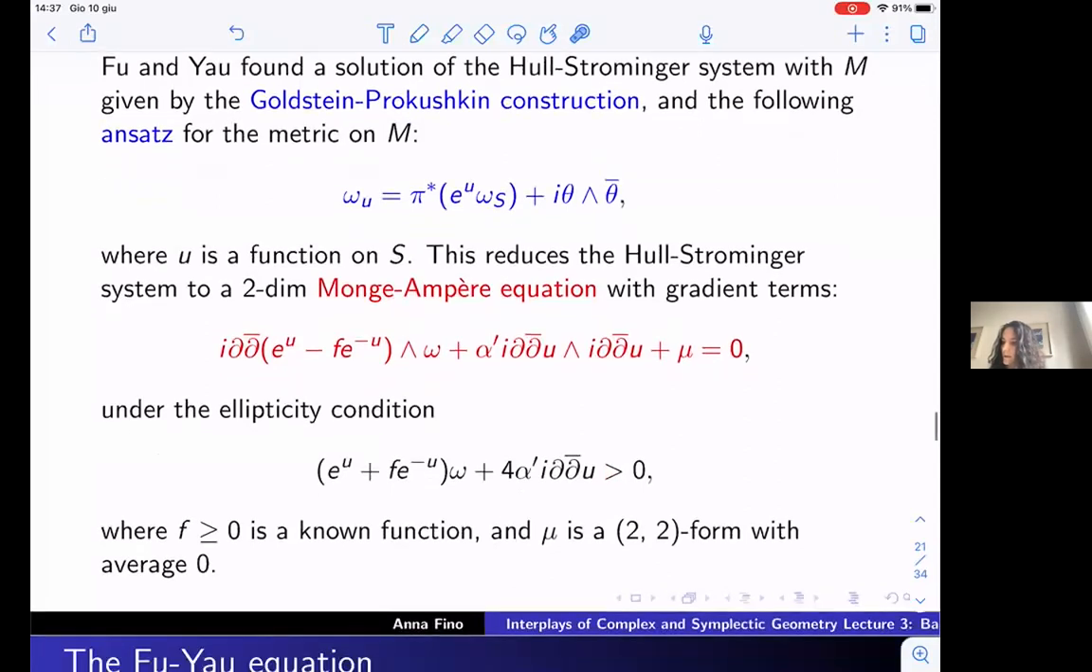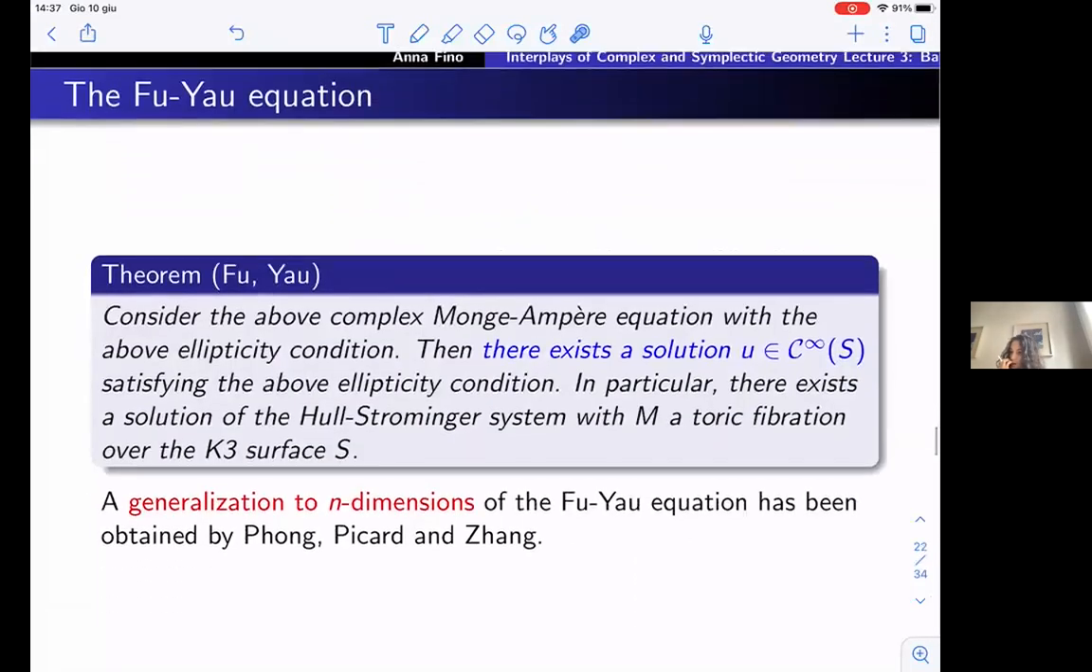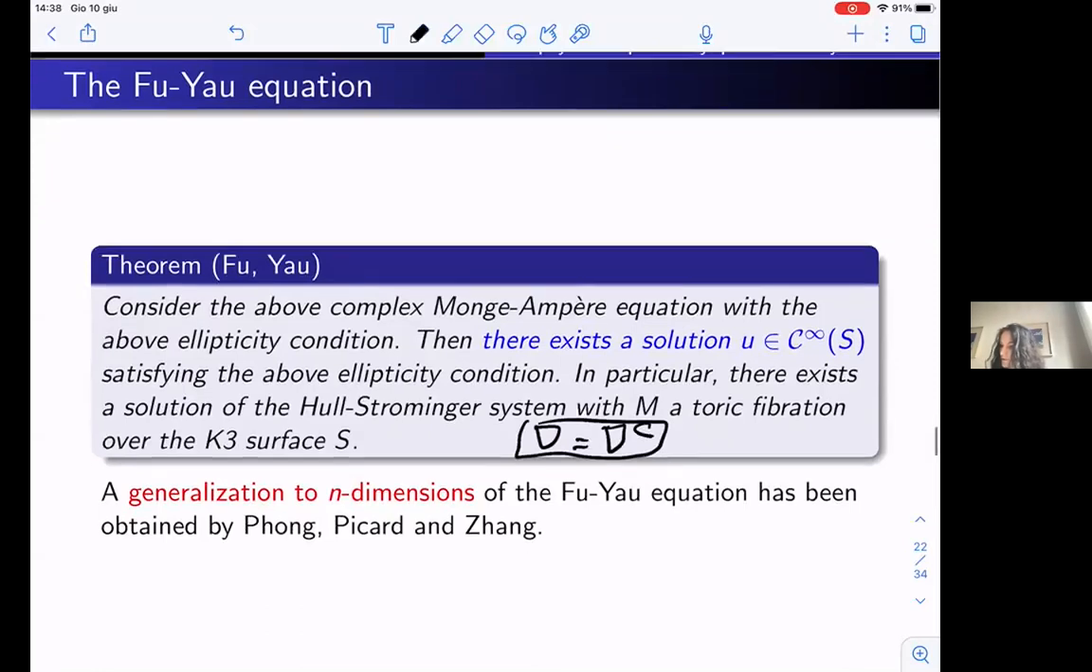And the hard part, found by Fu and Yau, is to show that, in fact, the previous complex Monge-Ampère equation has a solution. So in this way, they found a solution to the whole Strominger system, on a manifold that is just a toric fibration over K3 surfaces. I write here again, the connection that they consider is the Chern connection. And later, this equation was studied in higher dimension by Fang, Phong, and so on. So there are generalizations of this equation.